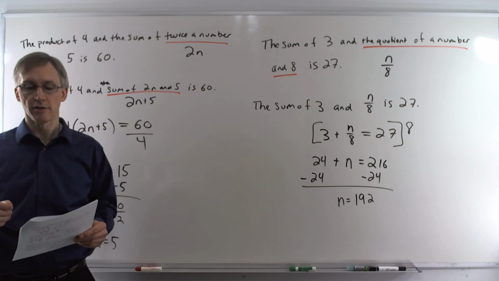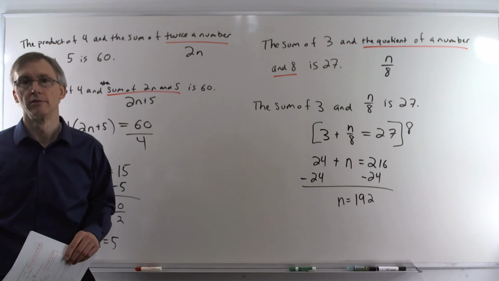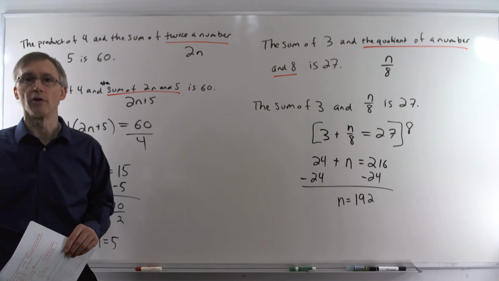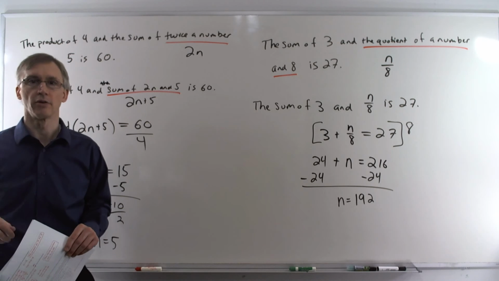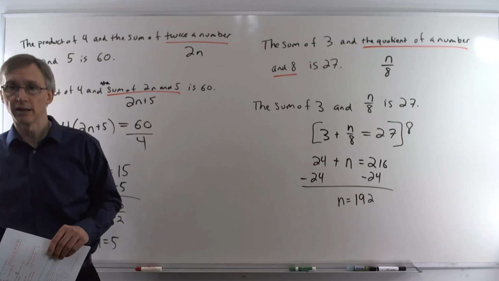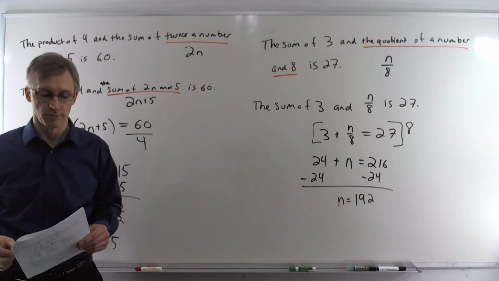Consecutive integers are those that are in order. So you may have 2, 3, 4. Those are 3 consecutive integers. Or -10, -9, -8. Those are also consecutive integers.